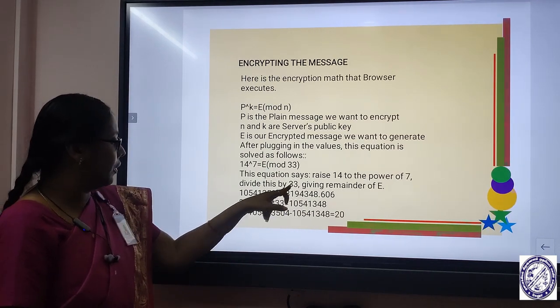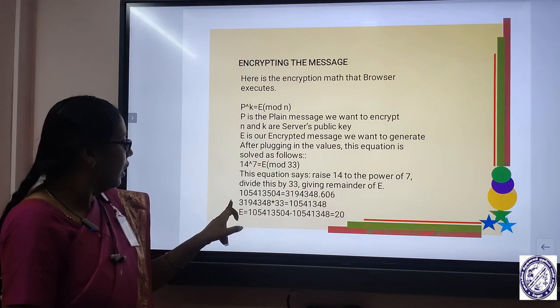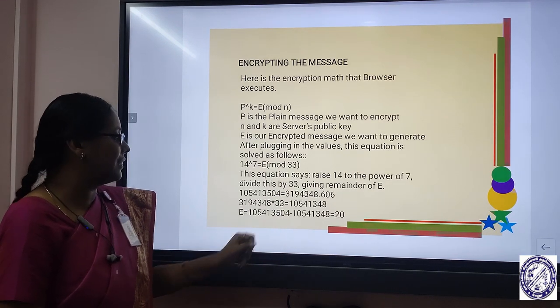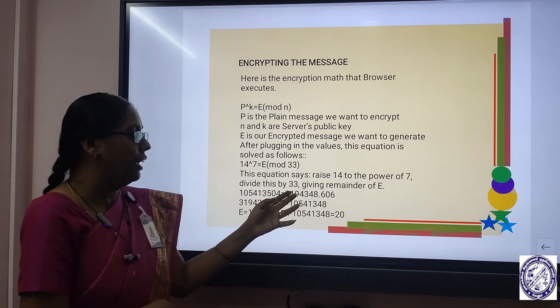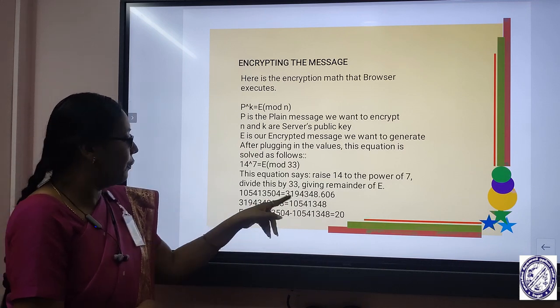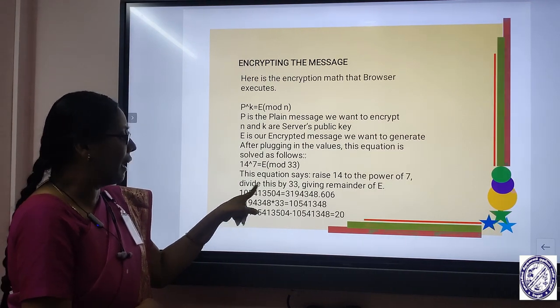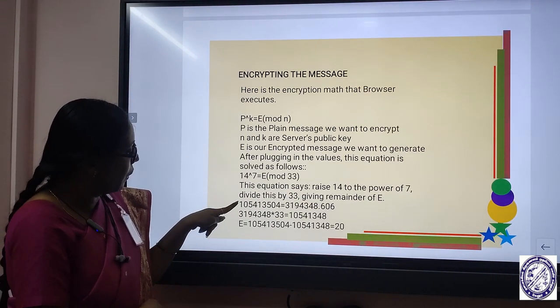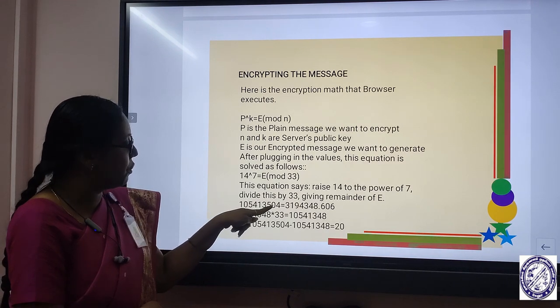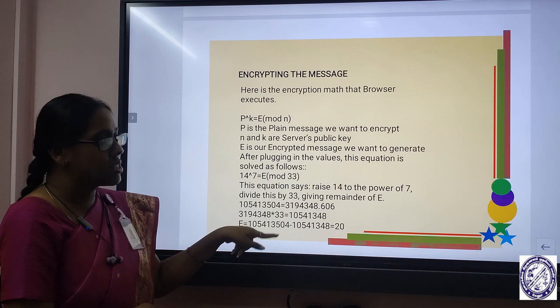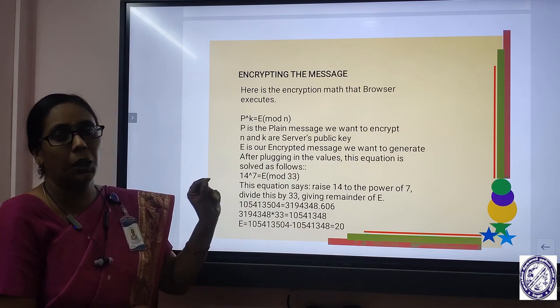So what is the resulting value? 3194348 into 33 equal to, we got the answer 105,413,484. Here we need to subtract from the power value. Okay, so 105,413,504 minus 105,413,484. What is the difference? 20. So 20 is the encrypted message.